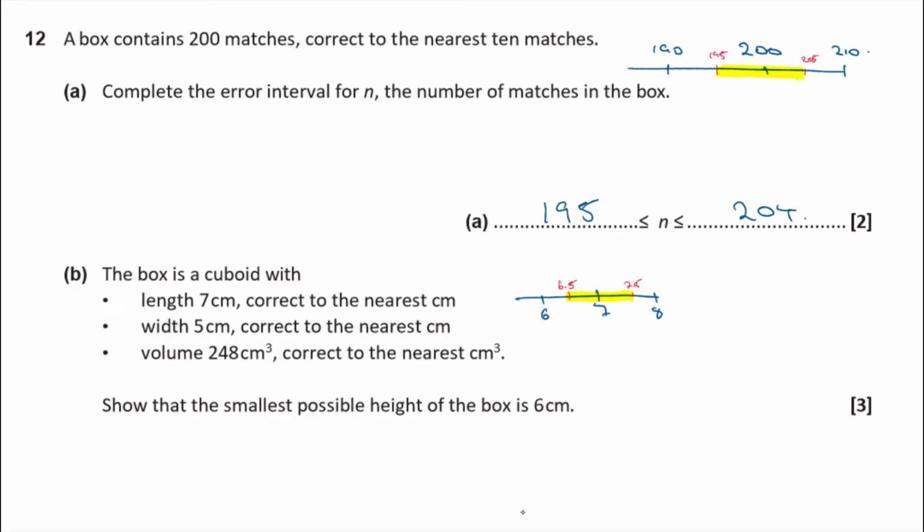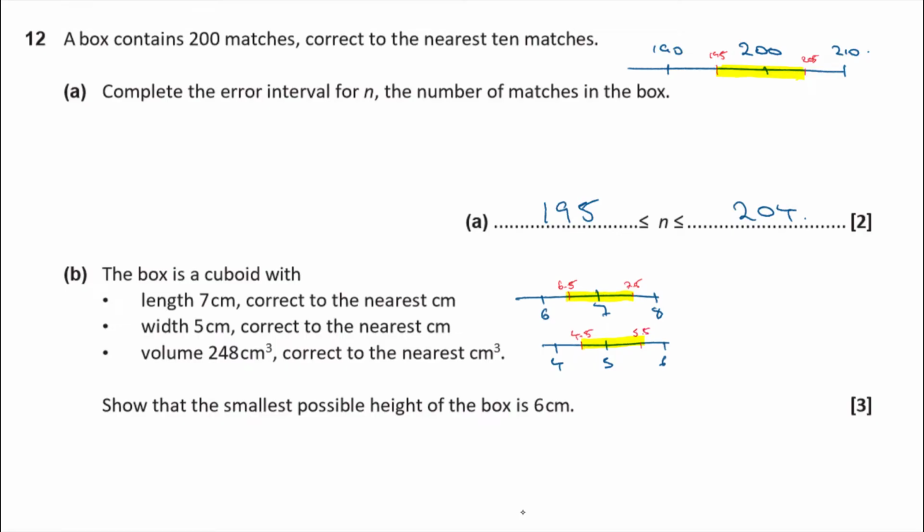And then the width is 5 to the nearest centimeter. So again, 5, 1 more is 6, 1 less is 4. The ones that round to 5 are going to be halfway between those or closer. So we're talking here of 4.5 and 5.5.